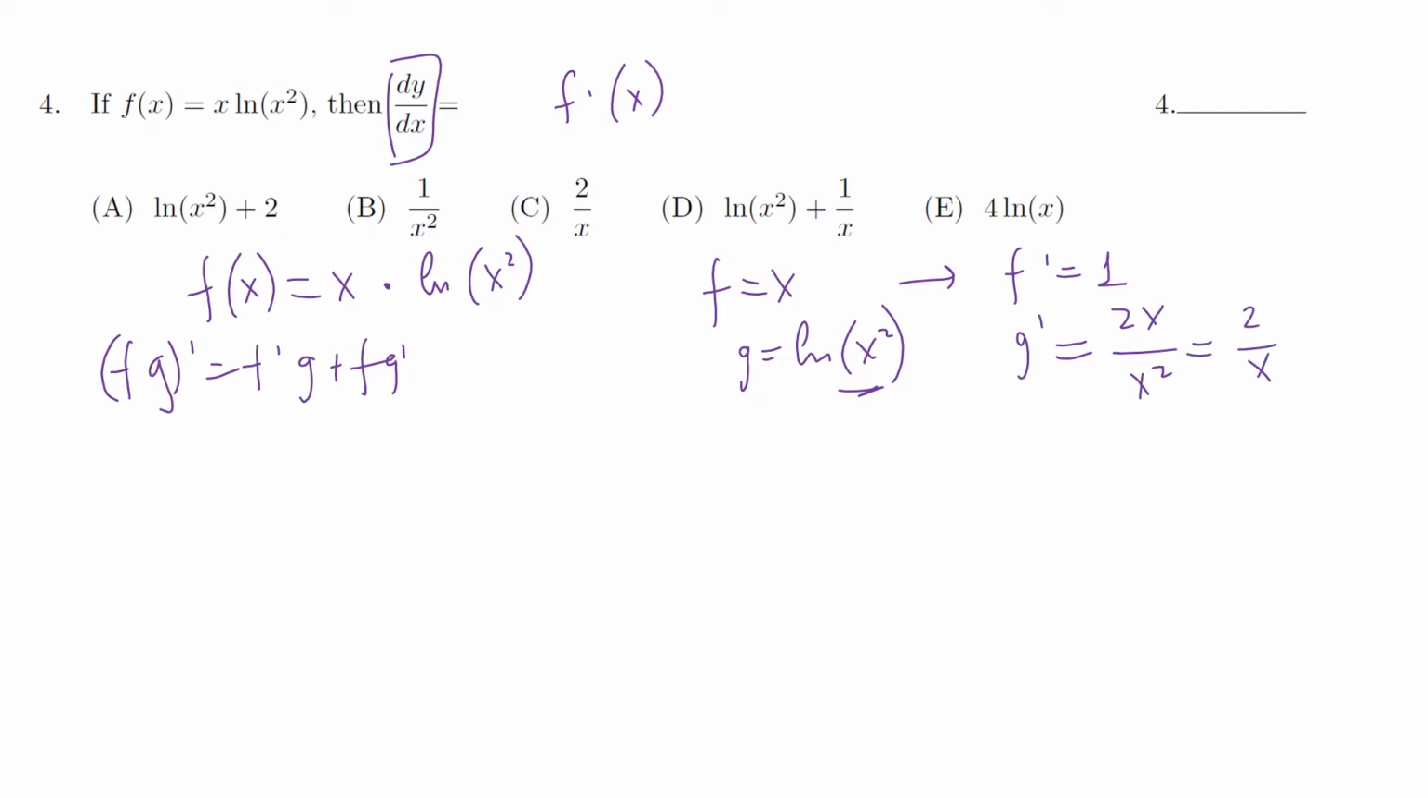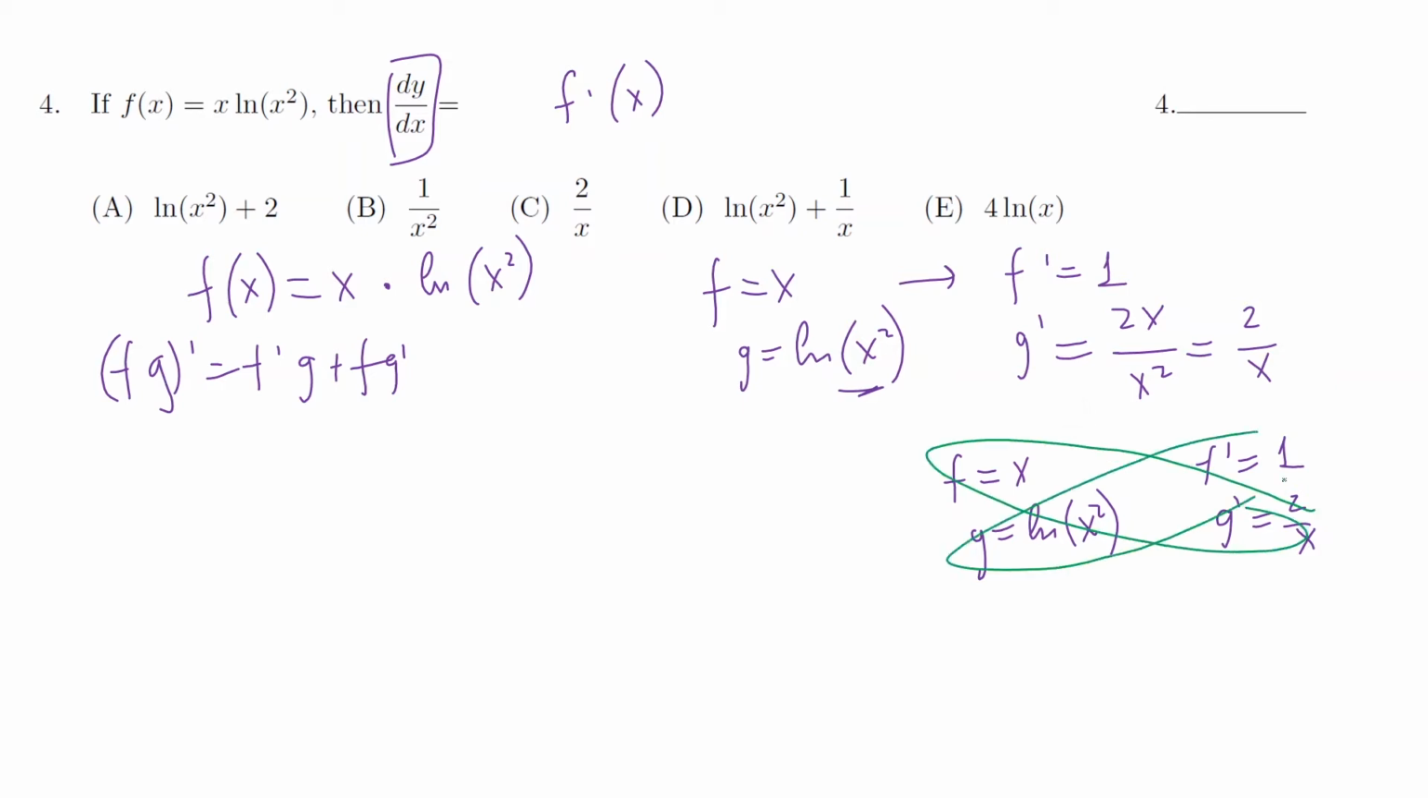So let's just rewrite this neatly. f equals x, g equals ln of x squared. f prime is equal to 1, g prime is equal to 2 over x. Now we have to cross multiply. If you cross multiply, you're done. So cross multiply these and these. So it's x multiplied by 2 over x plus ln of x squared multiplied by 1, which is, canceling the x's, 2 plus ln of x squared. Boom.